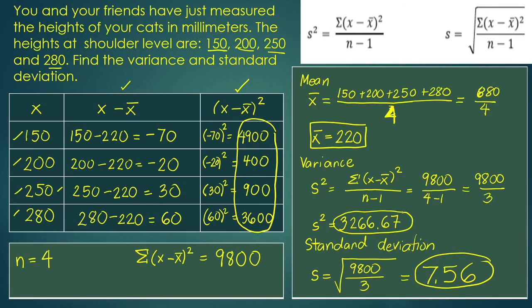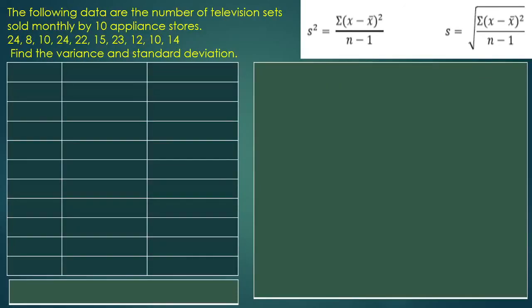Are there any questions with our first example for the variance and the standard deviation? Is everything clear now about variance and SD? Section Zircon, are we okay? Okay, let's have our next example. Next example, this one.